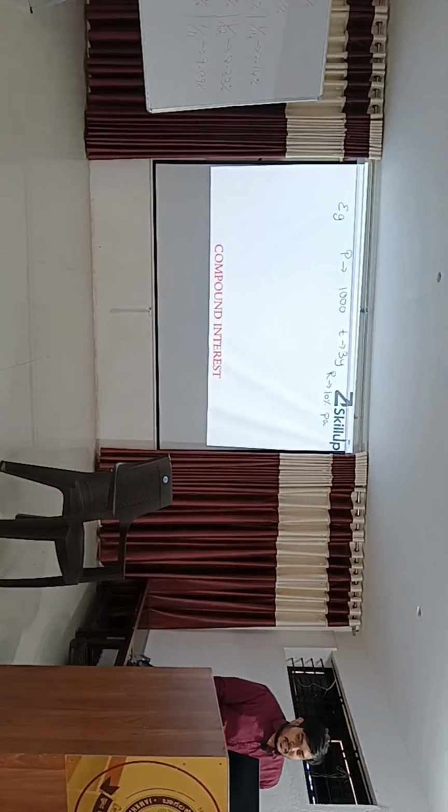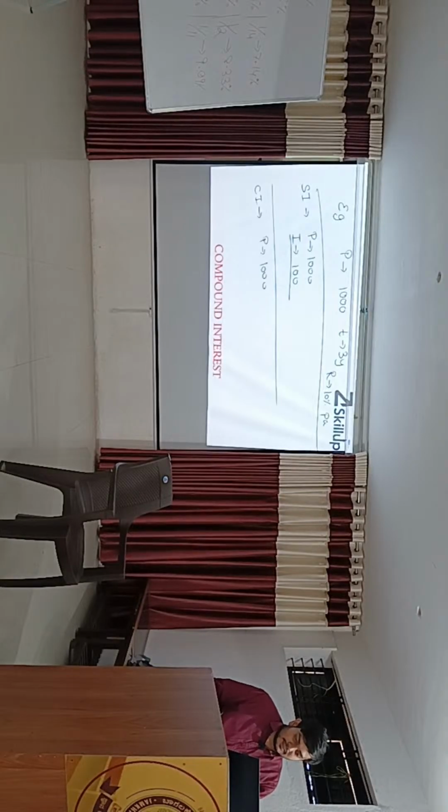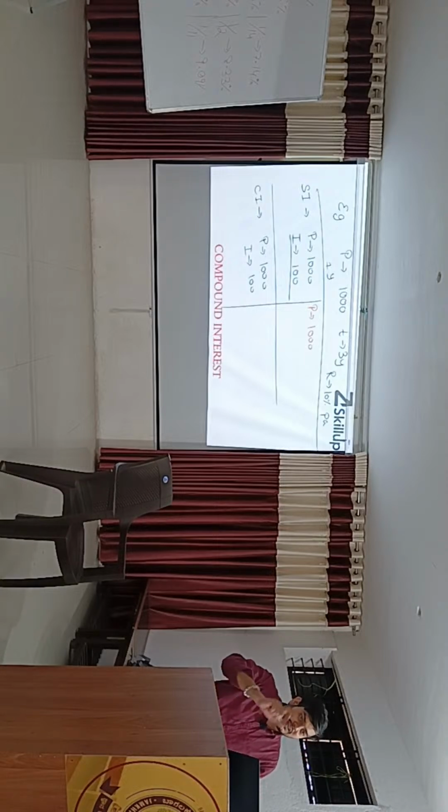When I speak about simple interest, what is my principal? 1000. What is the interest I'll get on that? 10%. What is 10% of 1000? 100. In compound interest, principal amount is 1000, interest is 100, 10% for the first year. When it goes to the second year, principal amount is 1000 only. What is the interest you'll get on that?